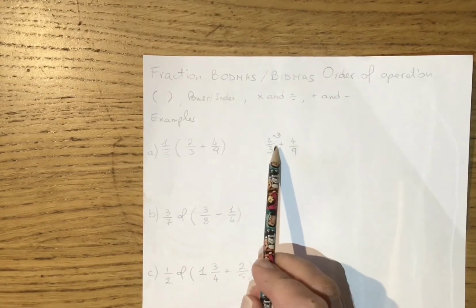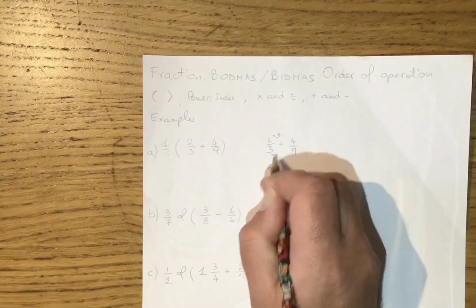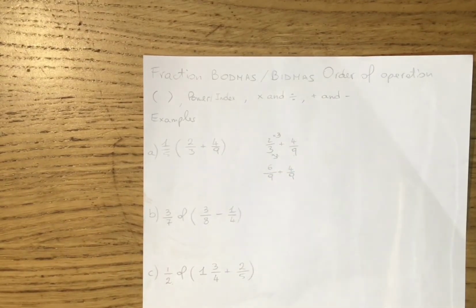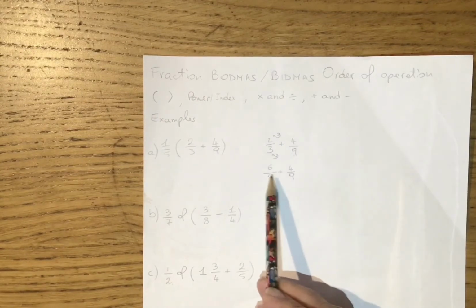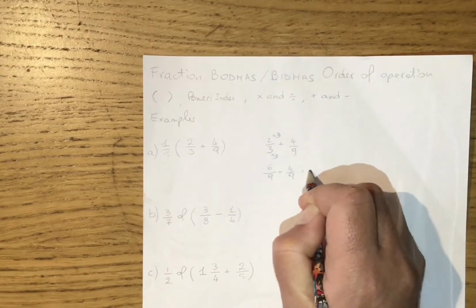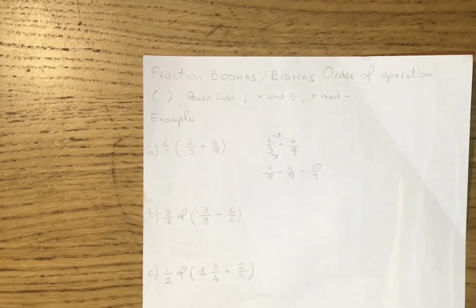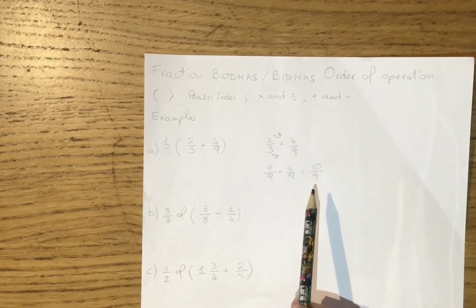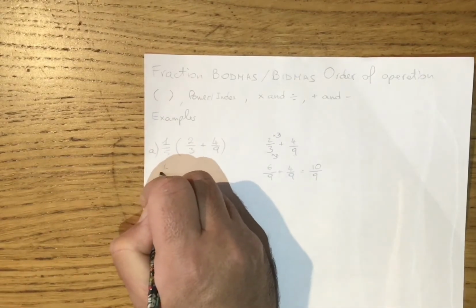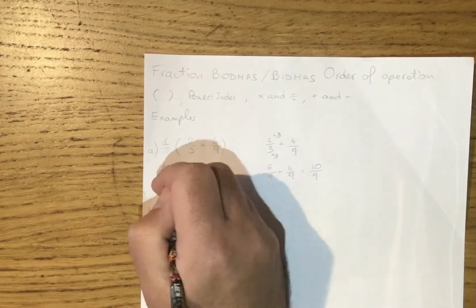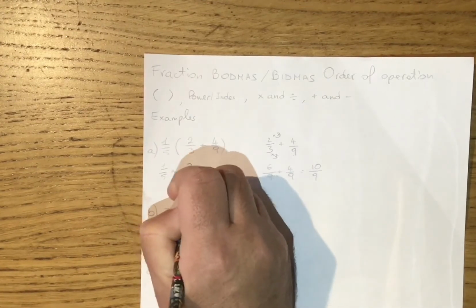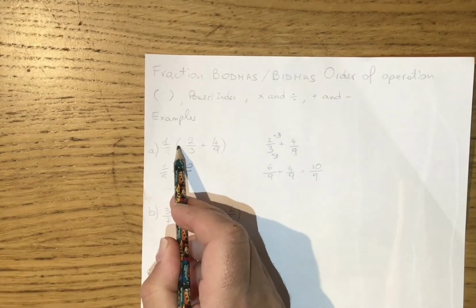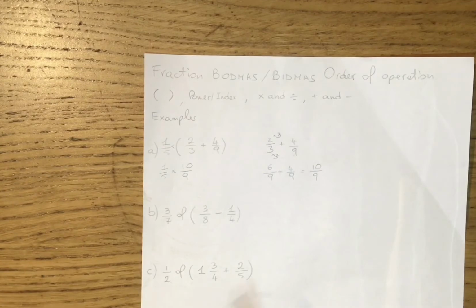So then 2 times 3 is 6, 3 times 3 is 9. So we are using equivalent fractions here. Now we've got the same denominator, we keep the same denominator and we add the numerators. So 2/3 plus 4/9 is 10/9. Now we have 1/5 bracket 10/9, which means we're going to times that by 10/9. A number in front of a bracket is always the same as a times.